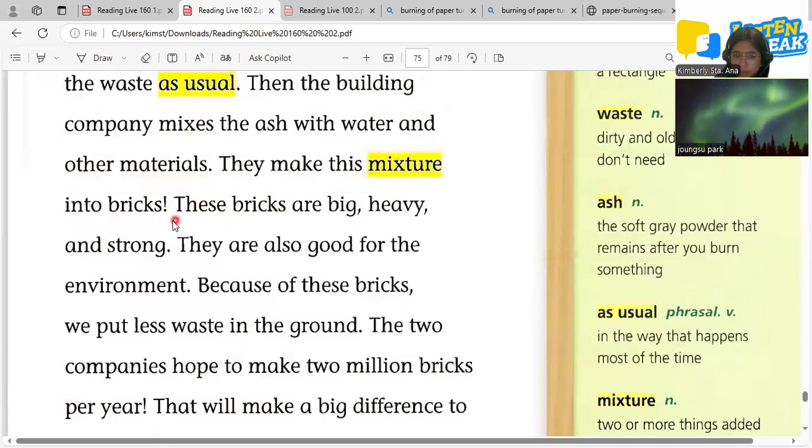Let's read, Jimin. Their bricks are big, heavy, and strong. And aside from that, they are also good for the environment because we're saving a lot of things and using new ways to make bricks, and that will be a nice way to make houses.